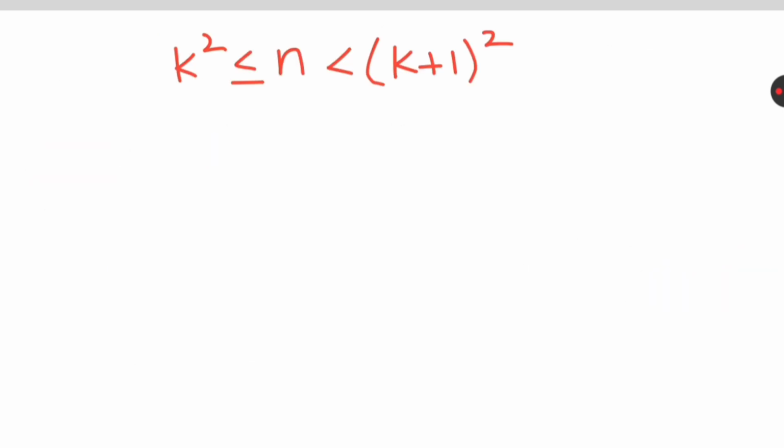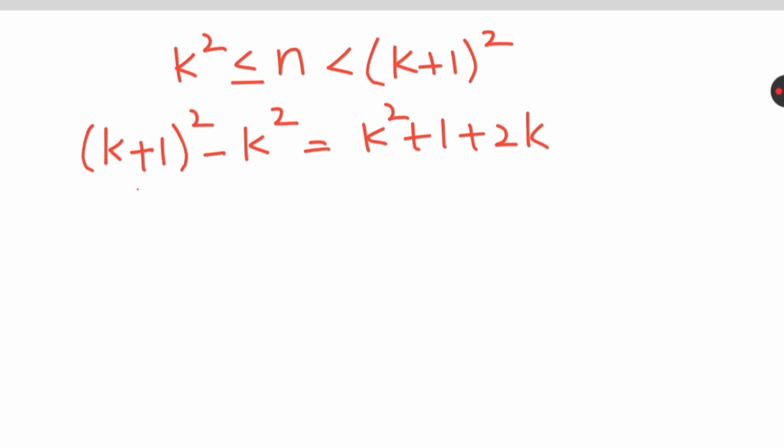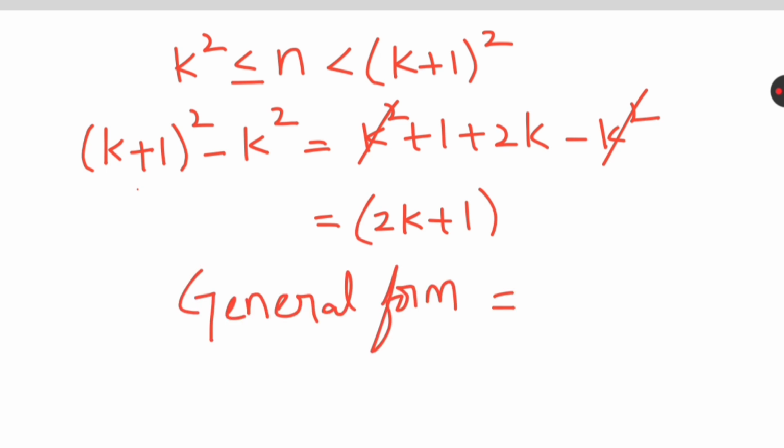To find the number of terms in this group, we need to do k plus 1 whole square minus k power 2. Then k plus 1 is in the form of a plus b whole square. If you expand this, we get k power 2 plus 1 plus 2k, and still we have minus k power 2, and these two get cancelled, so we are left with only 2k plus 1. This is the general term, but we need to contribute from each k. So that's why you need to take k times 2k plus 1. So finally we got a general form for this series.